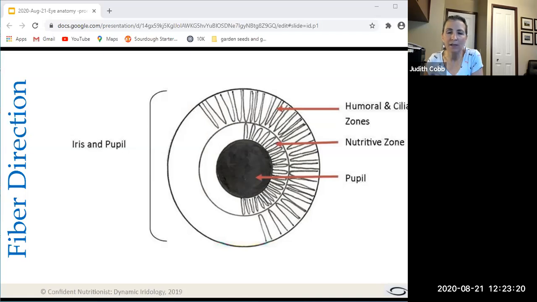The iris is, of course, the focus of the study of iridology, right? And as an iridologist, we are looking for fiber structure. We're looking for patterns in the fiber structure. We're looking for color, the base color of the iris. We're looking for little freckles of pigment or washes of pigment in the eye. And it's really important to remember that iridology is not a crystal ball, right?